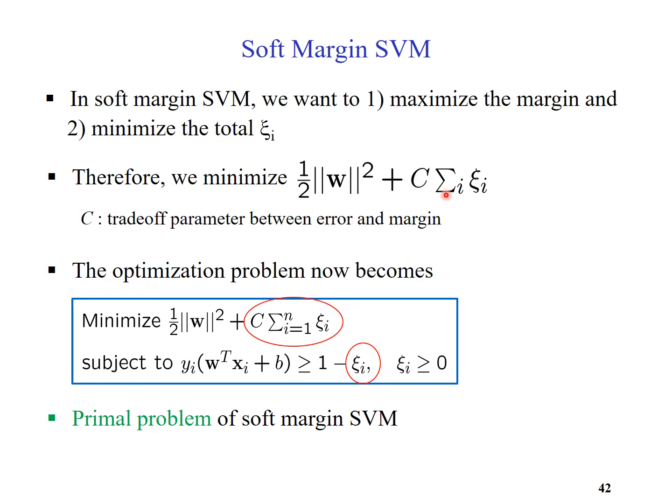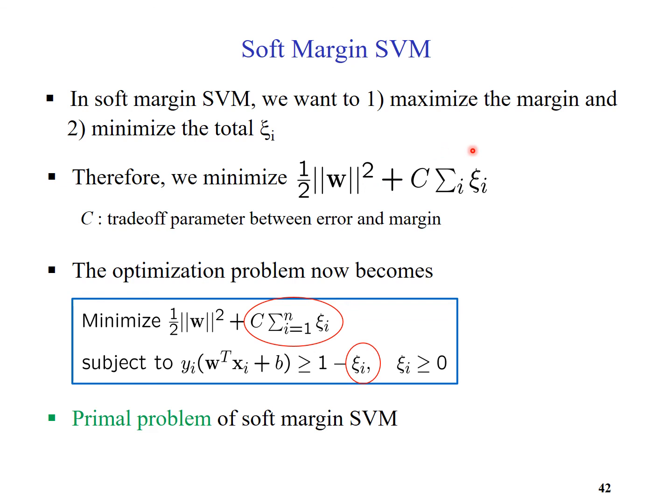So in soft margin SVM, the objective function f is this. This one here, without this other term, is the objective function of linear SVM. In soft margin SVM, we have another term. This represents the summation of error. So we minimize two things simultaneously.